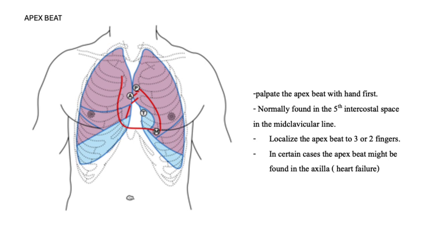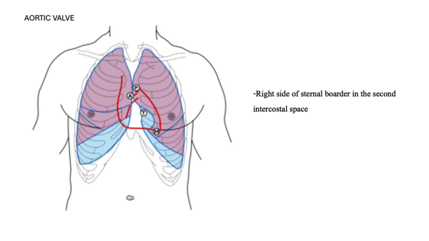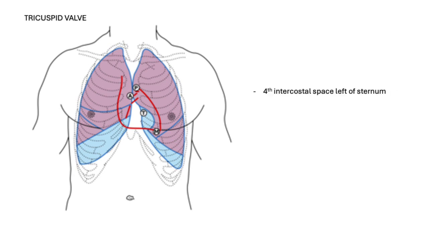Listen carefully to the 4 valve areas. For the aortic valve, place the stethoscope to the right of the sternum in the 2nd intercostal space. For the pulmonary valve, move to the left of the sternum at the same level. To listen to the tricuspid valve, place the stethoscope at the left lower sternal border around the fourth intercostal space.